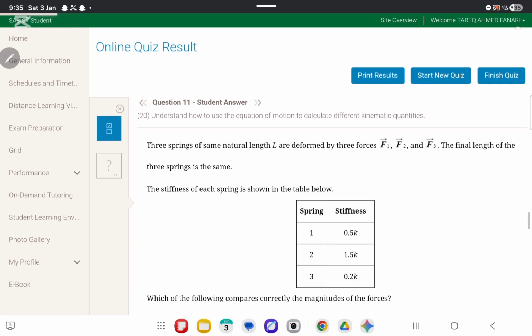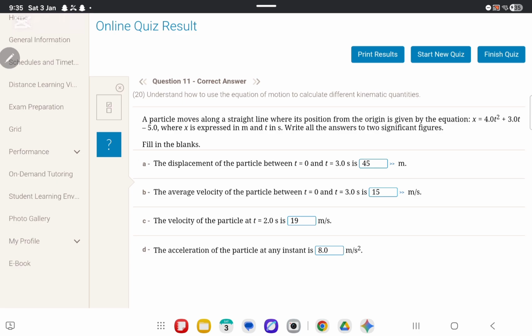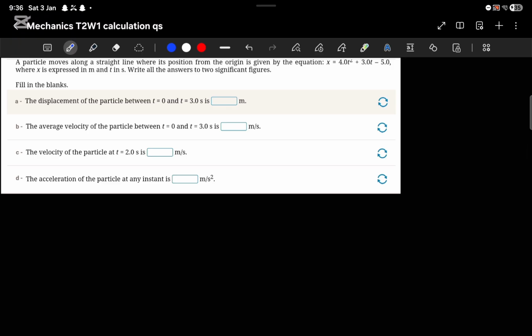Question 11. Okay, this is really easy. Let me just move it into the notes app so I can have more space. Now, the displacement of the particle between t equals 0 and t equals 3 is something meters. This is the equation. I'm not going to bother reading the rest of the question. This is a very easy question.